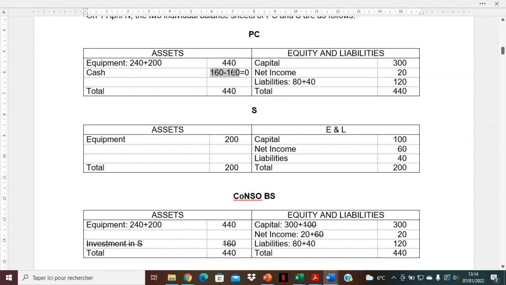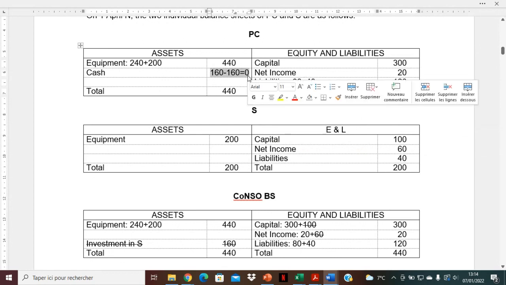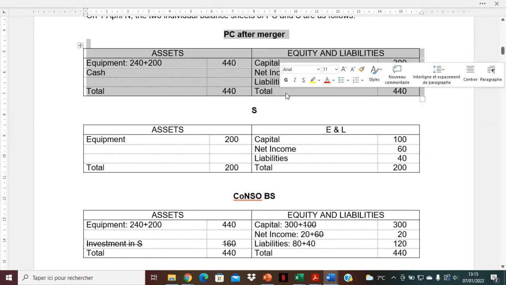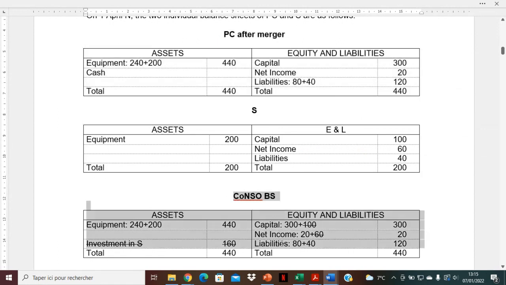And what do I see in this merged balance sheet? Basically, this is the parent company after the merger. Well, what do I see? I see all the equipment, all the liabilities, capital, and net income. And in particular, what we can observe is that this post-merger balance sheet on the one hand and the consolidated balance sheet when I buy the shares are exactly identical. There is no difference. That's what I said before at the very beginning.